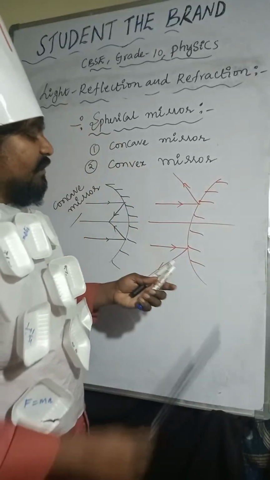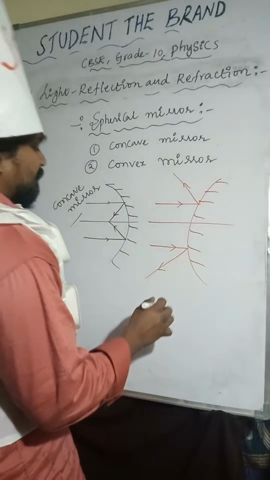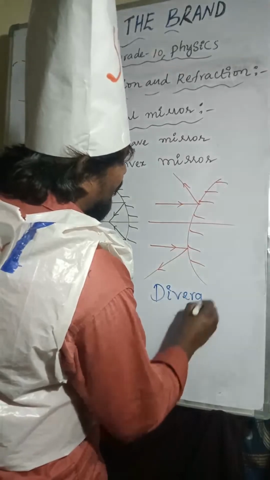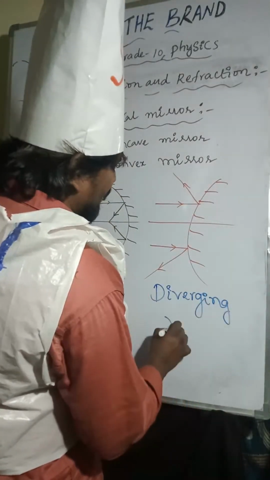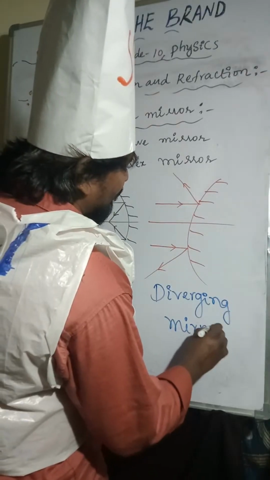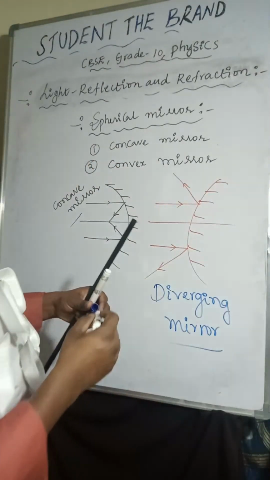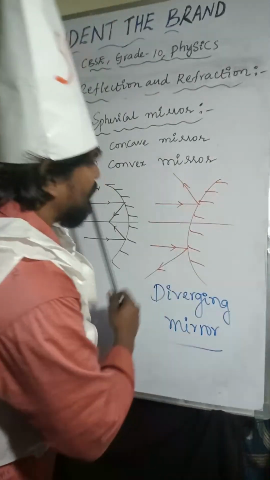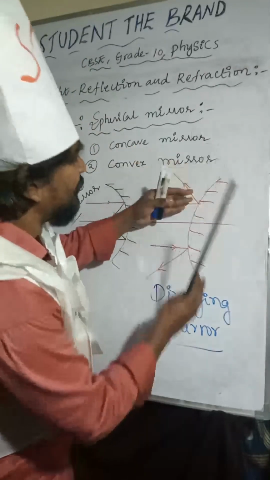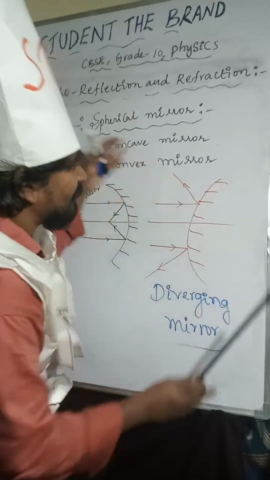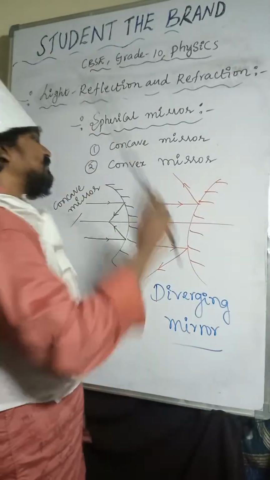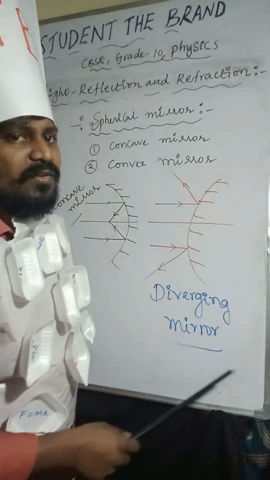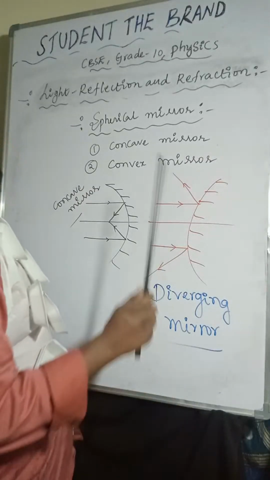We call the convex mirror a diverging mirror. Convex mirror is also known as diverging mirror. Why is a convex mirror called a diverging mirror? When light rays are incident on it, after reflection, the light rays move away from it. That's why the convex mirror is also known as a diverging mirror.